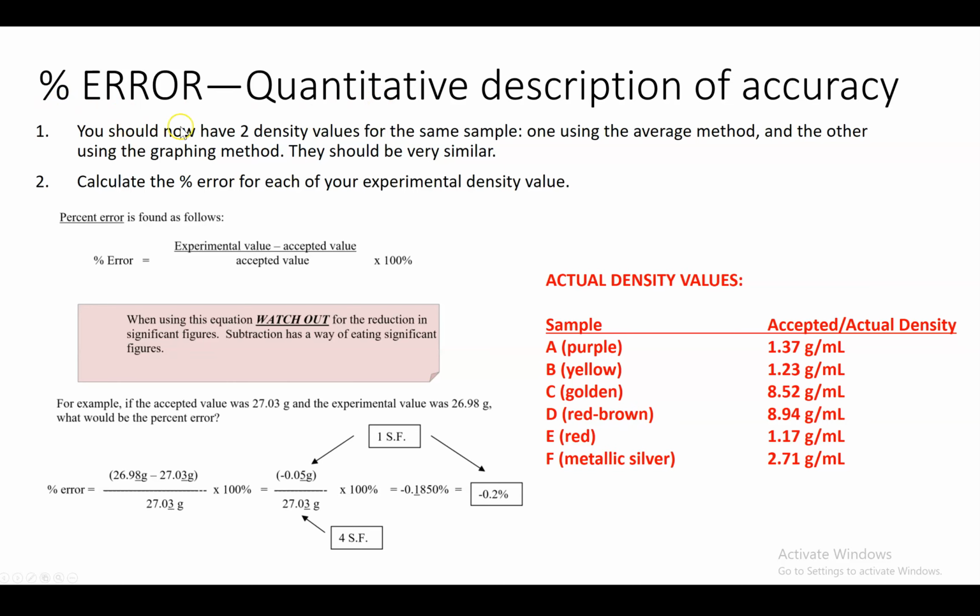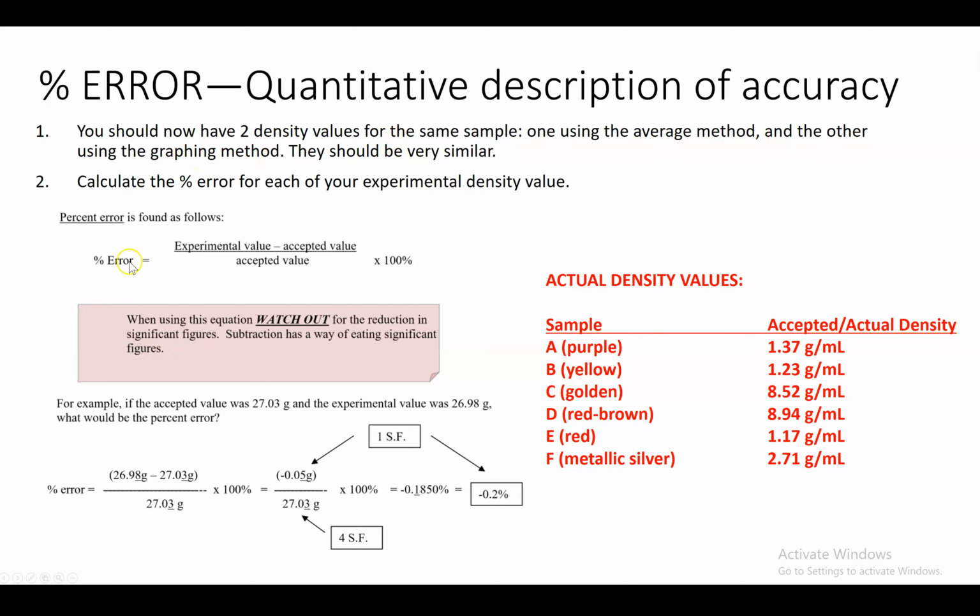Okay, so now you should have two density values for the same sample, one using the average method and the other obtained using the graphing method. They should be quite similar to each other, but not entirely. And now you calculate the percent error for each of your experimental density values. So I'll be expecting to see 2 percent errors. One is for the graphing method, and the other one is for the average method.